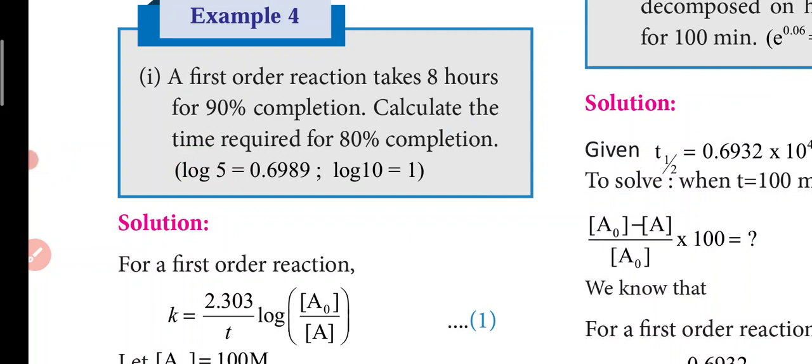A first order reaction takes 8 hours for 90% completion. Calculate the time required for 80% completion. The log values have been given.